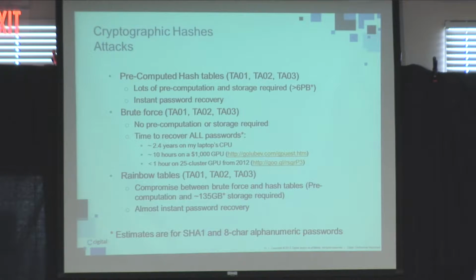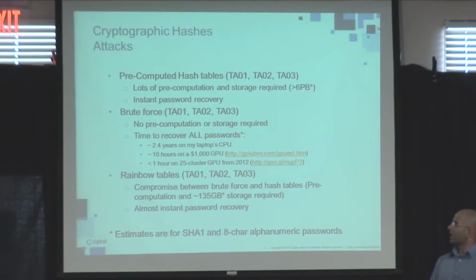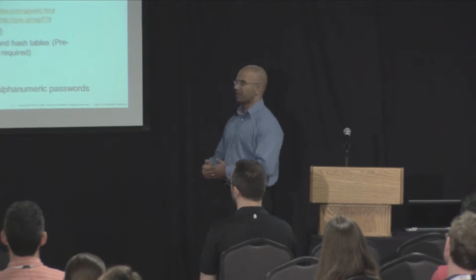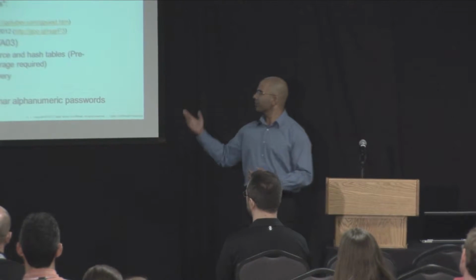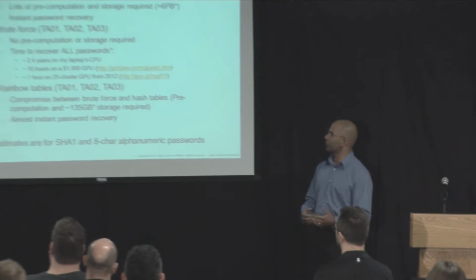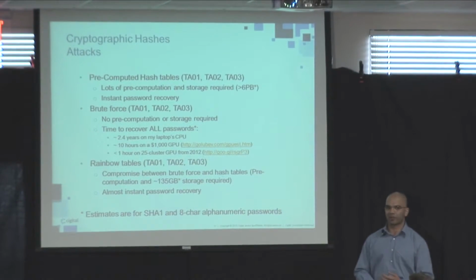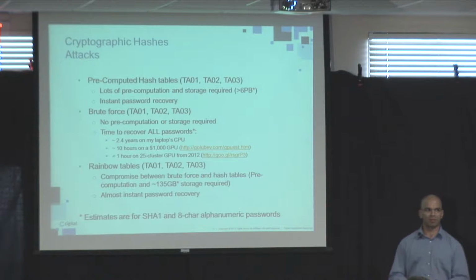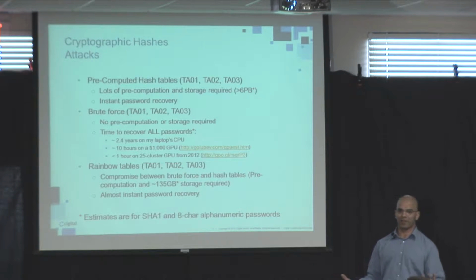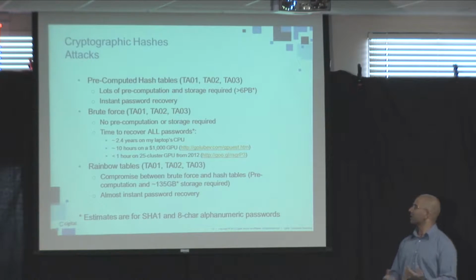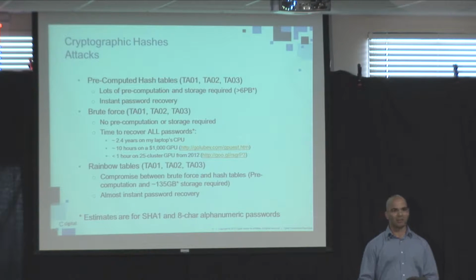Brute force is the other end of the spectrum, where we don't do any pre-computation and we don't store anything at all. When we get the actual password table, we start reversing all the hashes. In the worst possible scenario, again 8-character alphanumeric passwords and SHA-1 hashes, just on my laptop CPU, it would take me about 2.4 years to recover all those passwords. That's getting a little unreasonable. Remember, our table is only valid probably for a few months. However, if I invested in a $1,000 GPU, I could cut that time down to about 10 hours. Now that's a lot more reasonable.